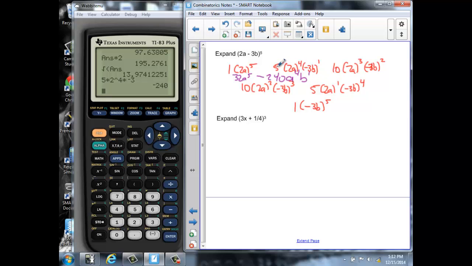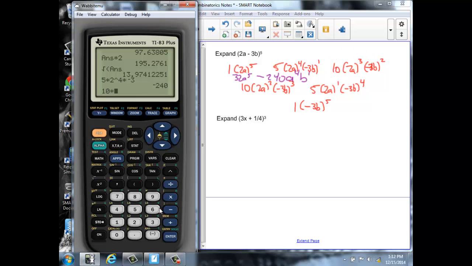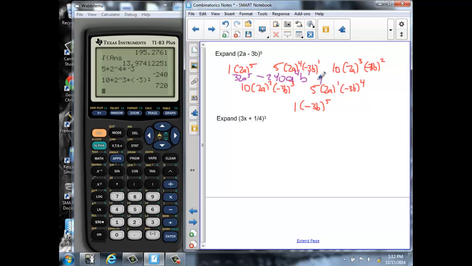So what do you do? You go 5 times 2 to the 4 times negative 3 to the 1. Let me do the next one here. On this one right here, in terms of numbers, I have a 10. Then I have a 2 to the 3. And then I have a negative 3 squared. So this one is 720. And then you have A to the 3, B to the 2.